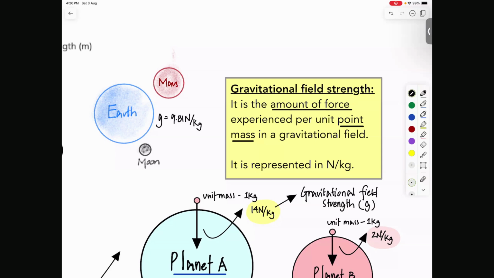What's the value of g for the Moon? Does anyone remember the Moon? Yeah, the g for the Moon was how much that of Earth? These were all in O levels, but I'm not doing anything new here. I'm just trying to relate to things you have done before. Yes, it's 1.6 Newton per kilogram, basically 1/6 the value. And let me give one for Mars so you will have an idea.